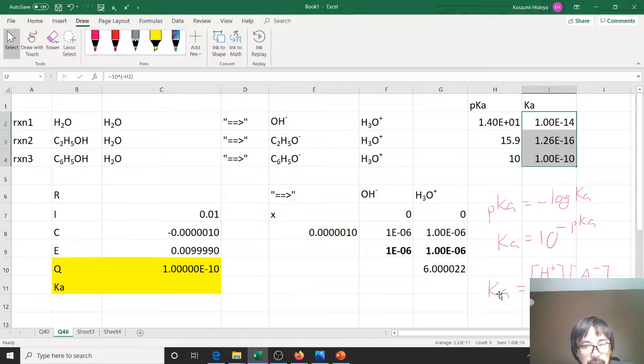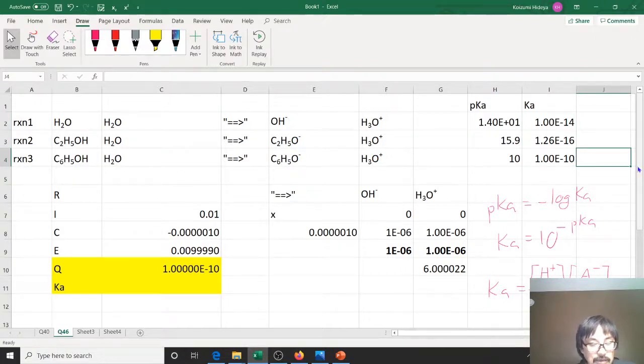So remember that Ka large means that you produce lots of H plus, right? Because you want the numerator to be big and the denominator to be small, right? So Ka large means that you are producing lots of H plus. Which one of these is the biggest? This one right here has 10 to the power of negative 10 in front of it, this one right here has 16 zeros, and this one right here has 14 zeros. Which one is the largest Ka value? It's this one, right?